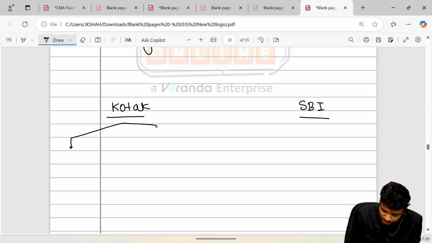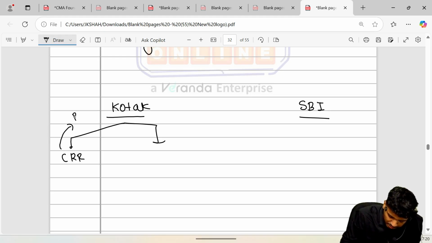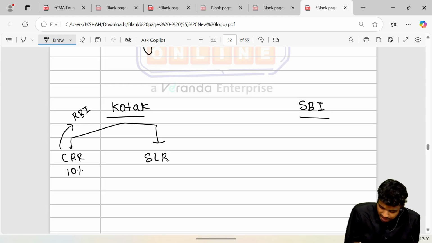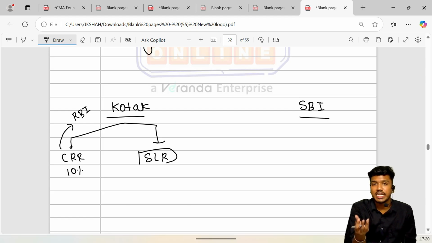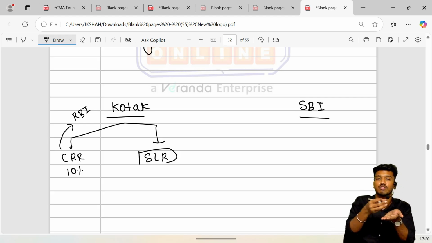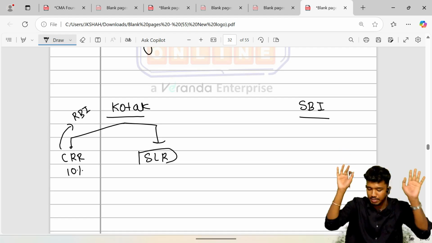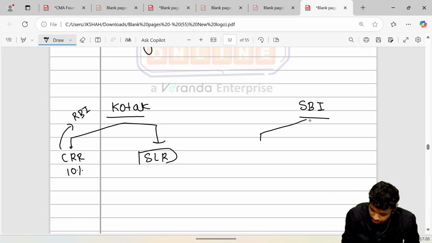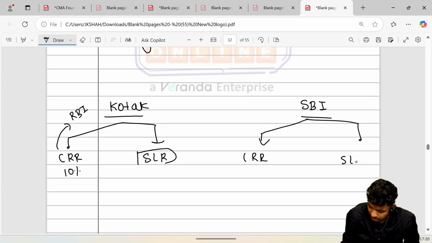The cash reserve ratio is required to be maintained with RBI, so it is deposited there. And the statutory liquidity ratio is required to be maintained with the bank itself. So banks keep SLR among themselves, and CRR, the cash reserve ratio, is the portion required to be kept with RBI. Both banks were required to follow the same, and hence they were following CRR and SLR.